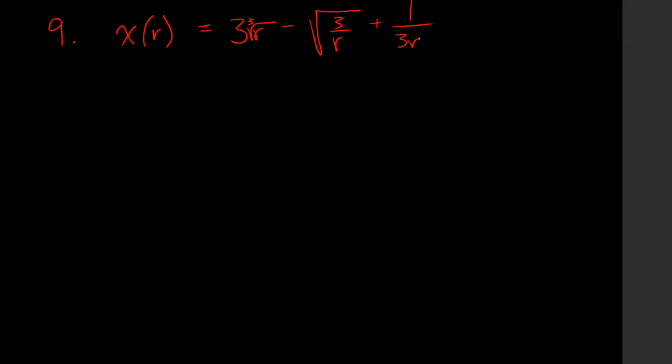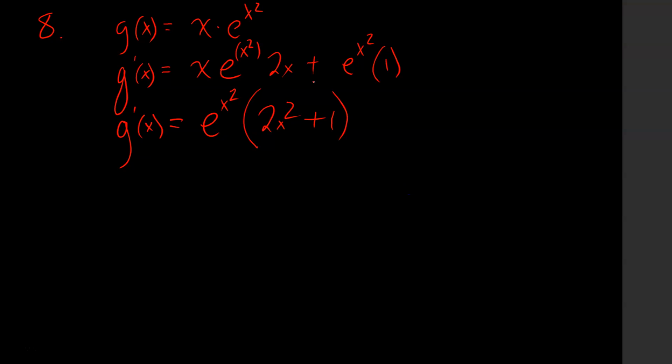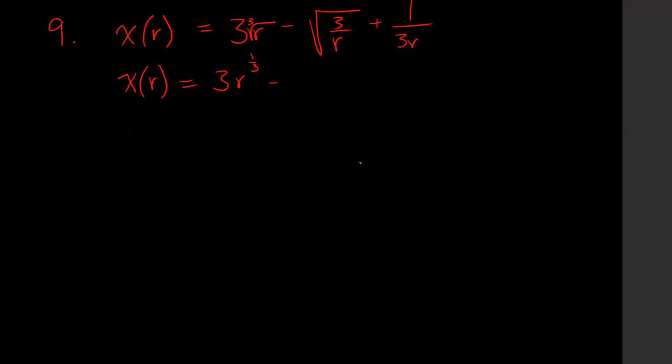This one you may want to avoid the quotient rule, so let's rewrite x of r using different notation. So 3r to the power 1/3 minus 3. Let's think about this. How could I write this? That's the square root of 3 times r to the power -1/2. That's the easiest way to go. And then plus 1/3 r to the power -1.